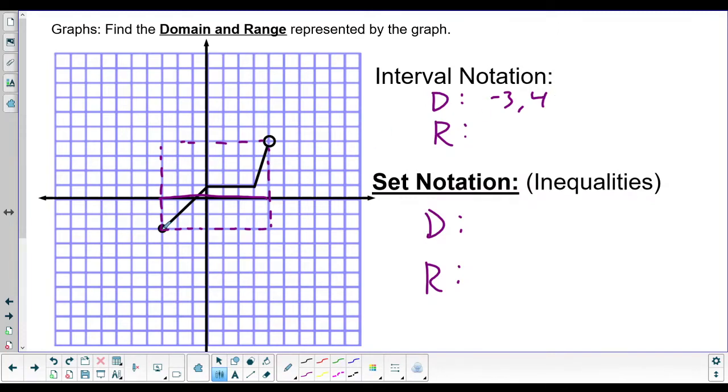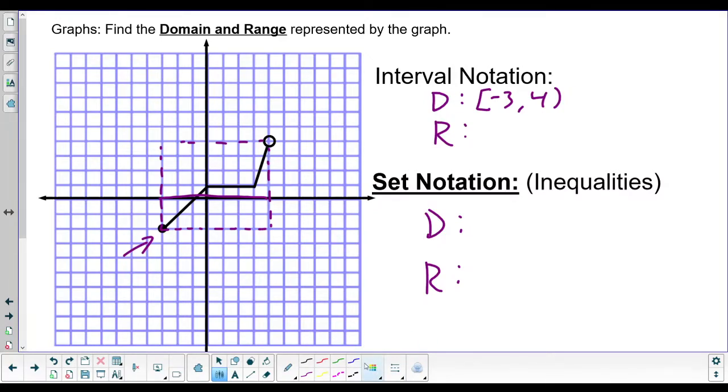Okay. The left side, this point is filled in, so we're including it, and it gets a bracket. This point on the right, though, is open, so it's kind of saying there's a hole there. You're avoiding it. It's not included, so the right side should get a parenthesis.